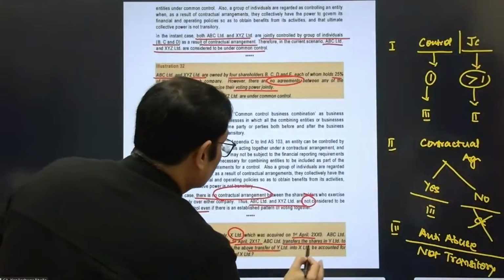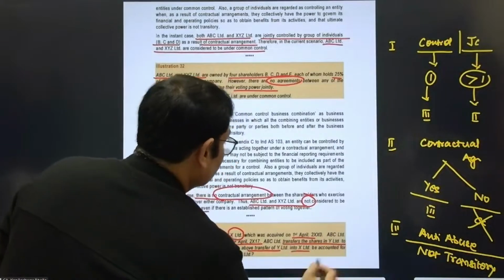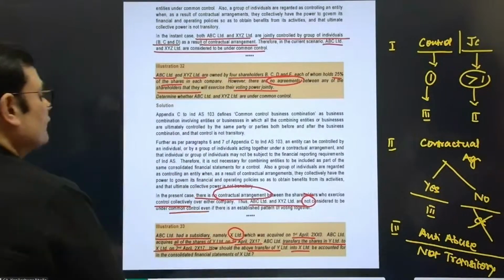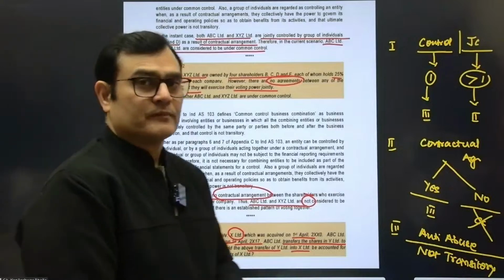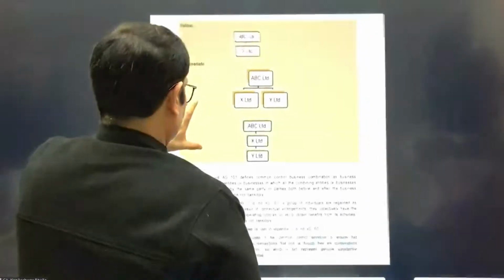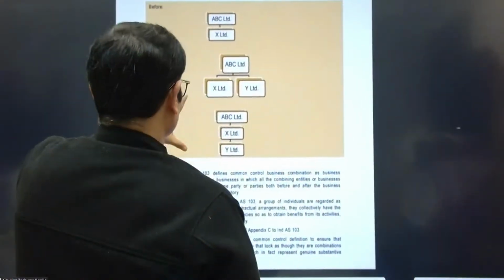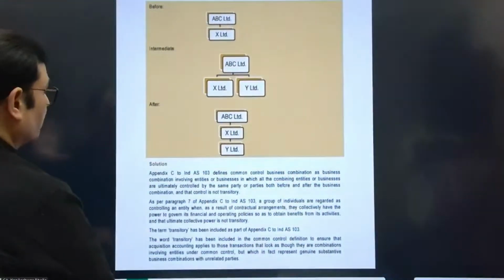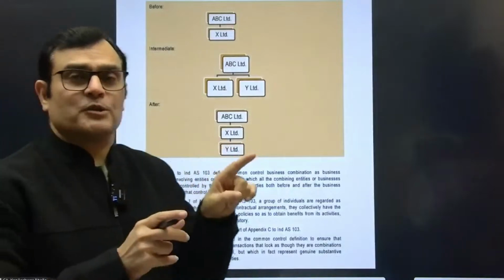How should the above transfer of Y into X be accounted in the consolidated financials of X? Now watch this carefully. What is the manipulation which is happening? Let's visualize what is happening in this particular case. Watch this very carefully. This is my input on step number 3.